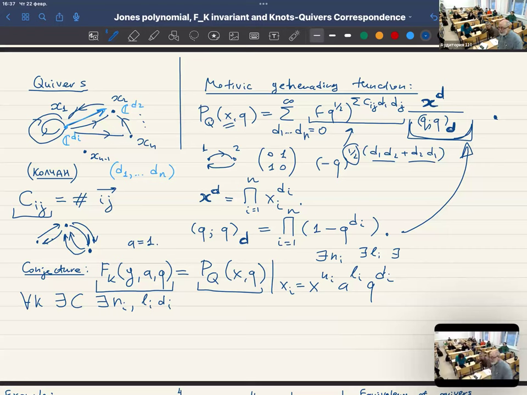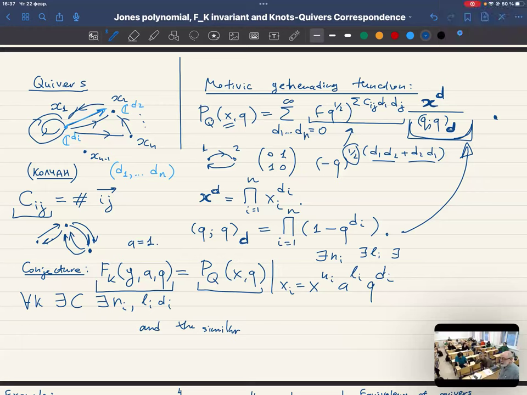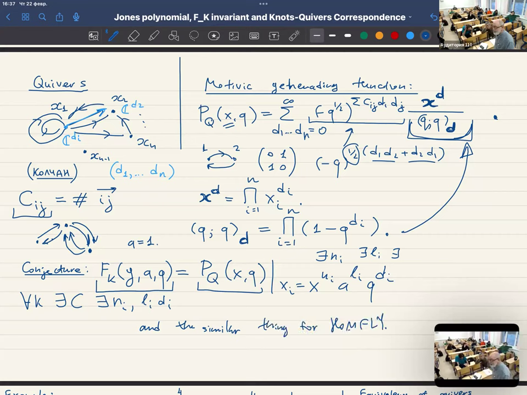Что вот этот гипотетически существующий инвариант FK при такой подстановке получается из ряда PQ. При этом это, видимо, все совершенно неоднозначно, то есть мы можем разные матрицы брать, разные колчаны и разные наборы показателей N_i и L_i. Да, соответствие в одну сторону.